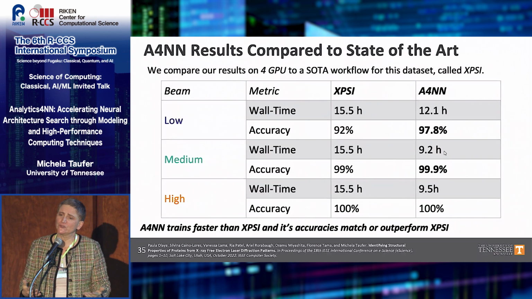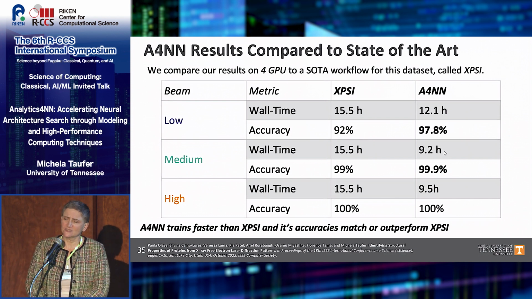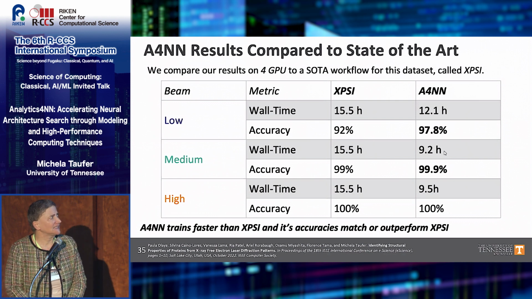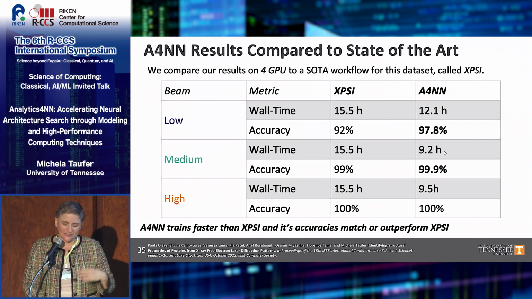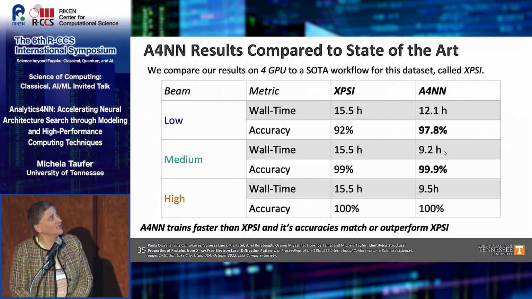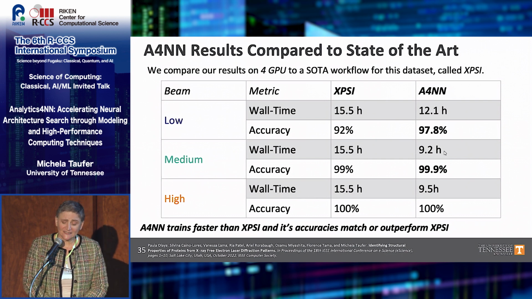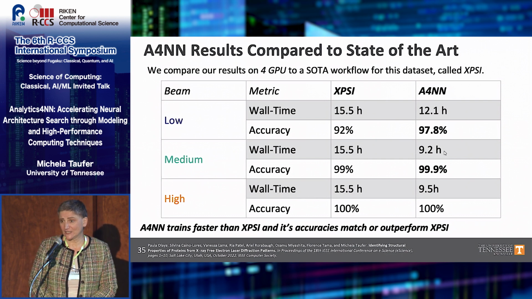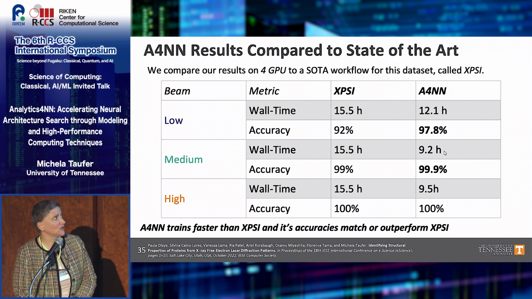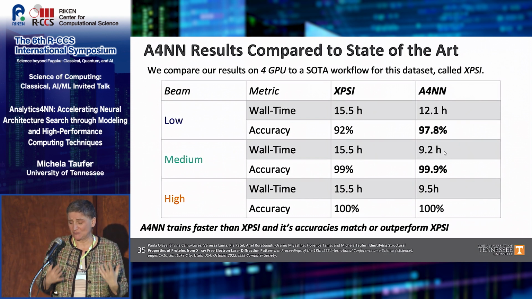So what about other methods? Before moving to neural networks, we were looking at approaches that were based on traditional machine learning and autoencoders. And so here you have a comparison with a method, XPSI, that was developed before. And we see that with Analytics4NN, we match the accuracy. Sometimes we do even better. And the time, of course, is going down because we can also leverage concurrency and parallelism on the node.